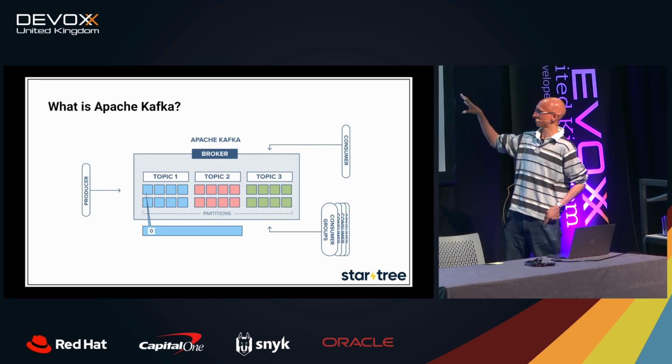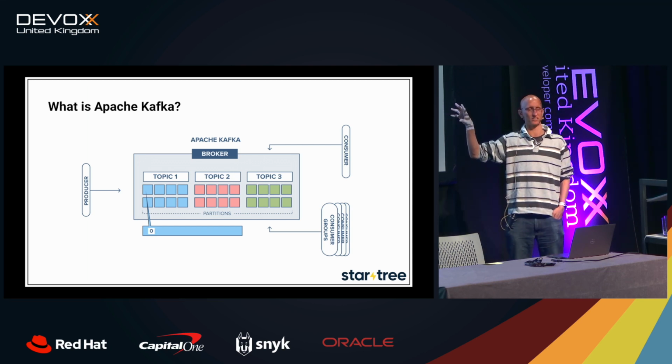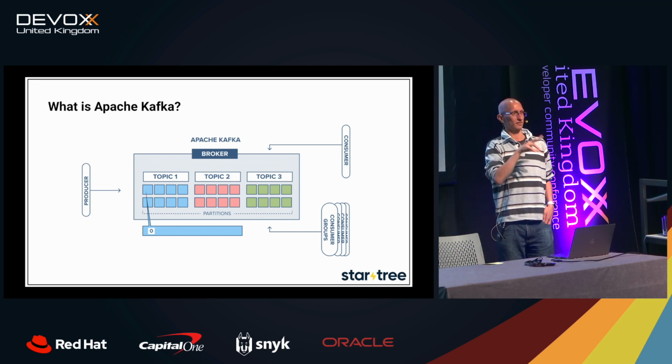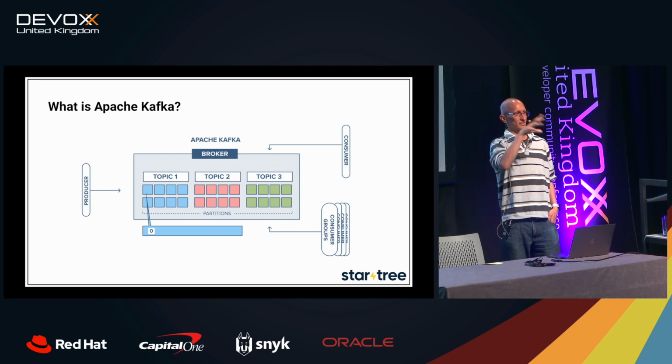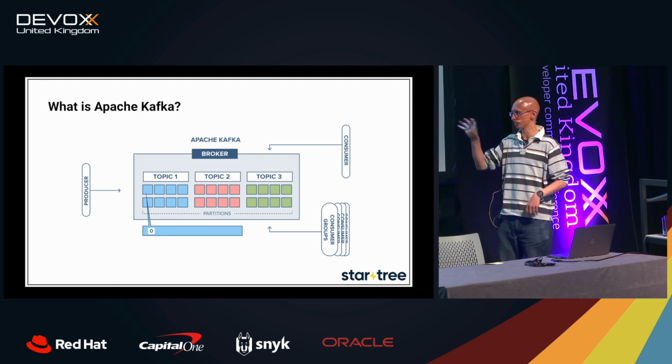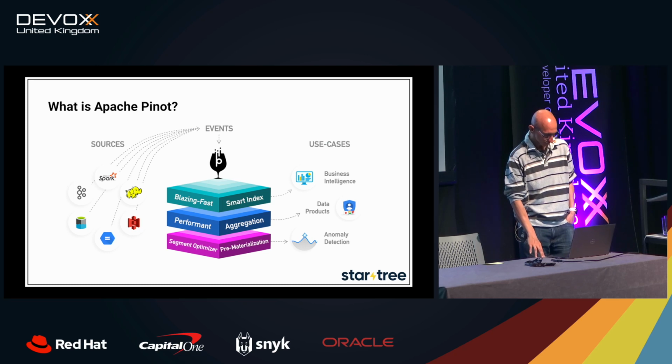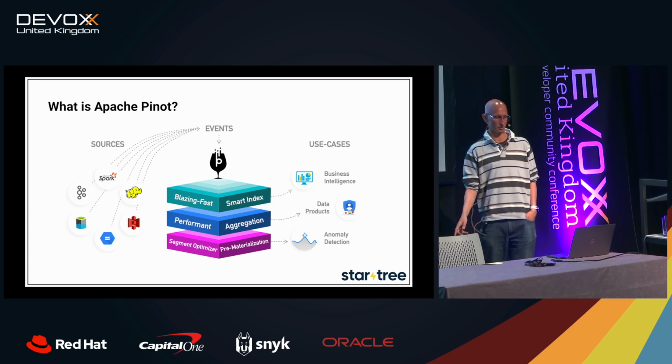That's not of interest for our talk, but it is of interest if you're doing Kafka in general. In the way that Pinot works with Kafka, it keeps track of its offsets on its own, so it doesn't use consumer groups, but we'll just put it there for completeness. And then Karin will quickly run through Pinot.